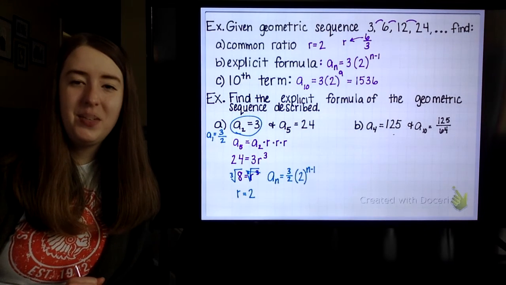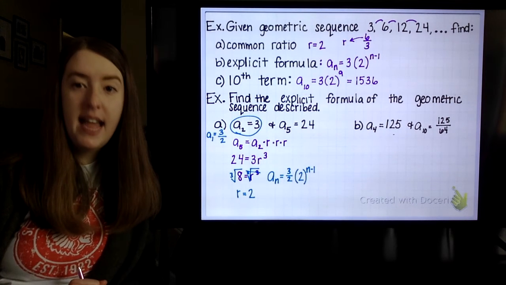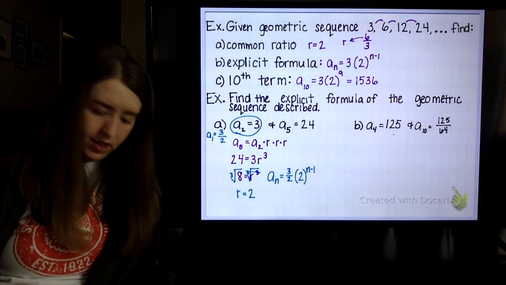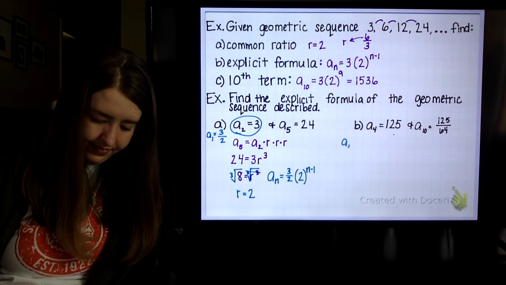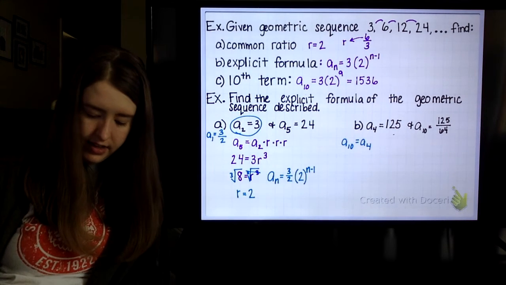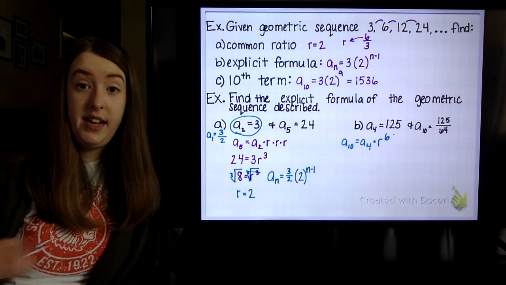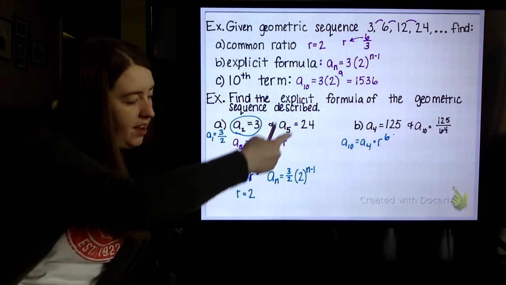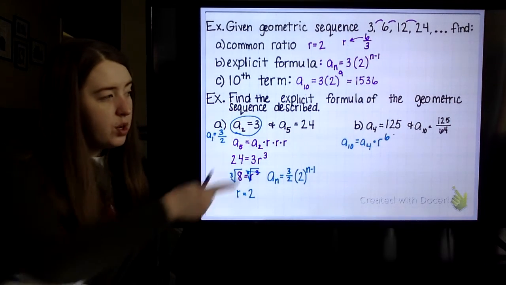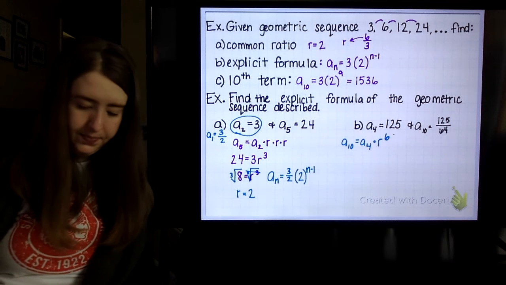Okay, now let's look at this next one. So a sub 4 is 125, and a sub 10 is 125 over 64. Okay, we got this. So the 10th term is equal to the 4th term times the common ratio happening 6 times from 4 to 10, right? So from 2 to 5, our common ratio happened 3 times because 5 minus 2 is 3. So over here, our common ratio will happen 6 times because 10 minus 4 is 6.